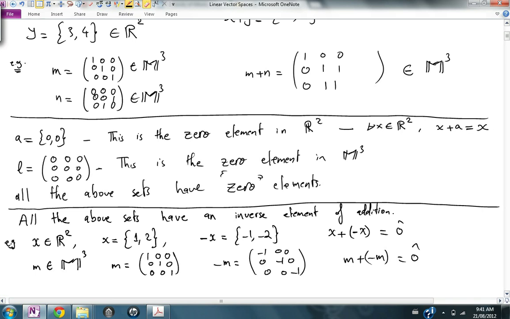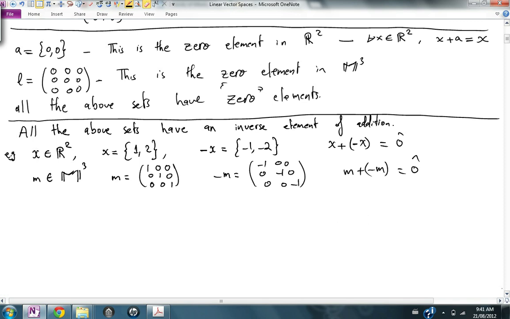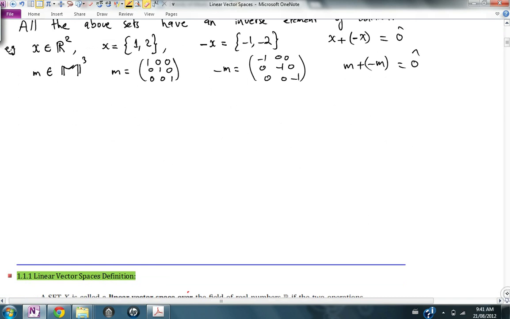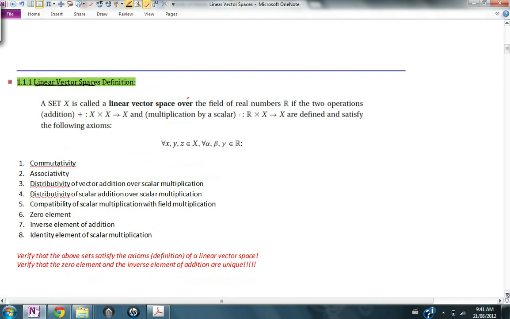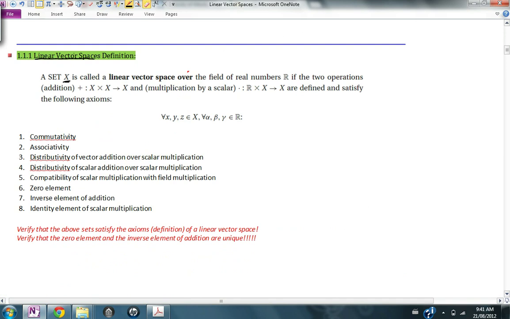So all these sets have the same or similar properties, which leads us to the general definition of a linear vector space. The general definition is as follows. Any set X, so for example any of the above sets, is called a linear vector space over the field of real numbers R if the two operations, addition and multiplication by a scalar, are defined and satisfy the following axioms. The first axiom is commutativity, which means if I add two elements x plus y, the order does not matter, so I can add y plus x. All of the above sets satisfy this.